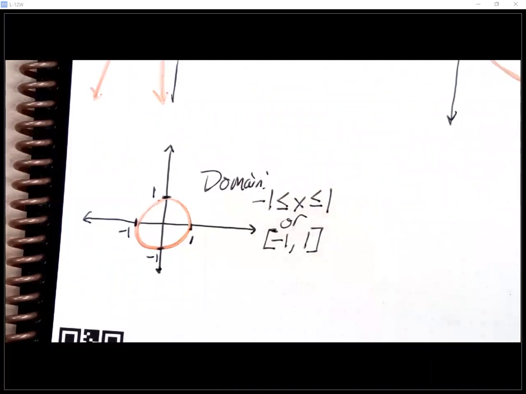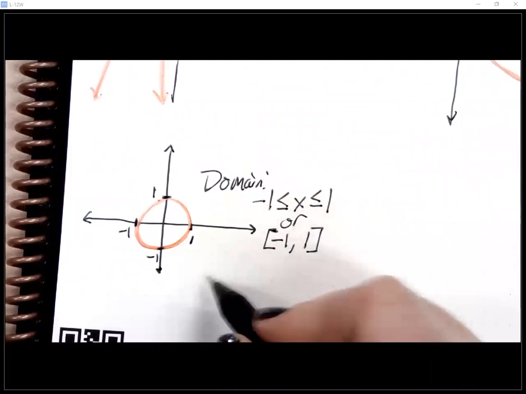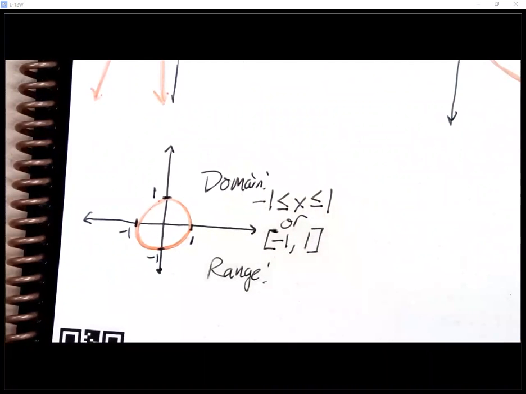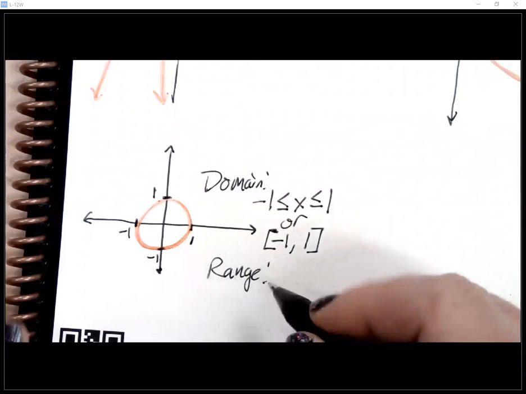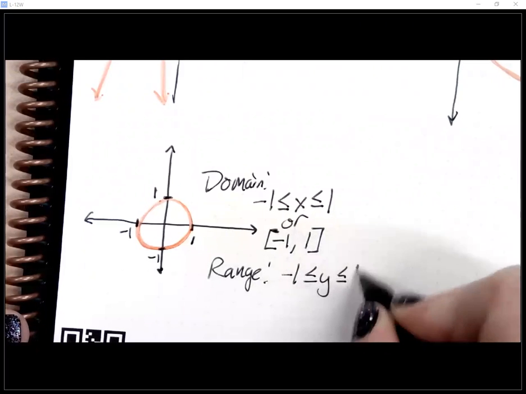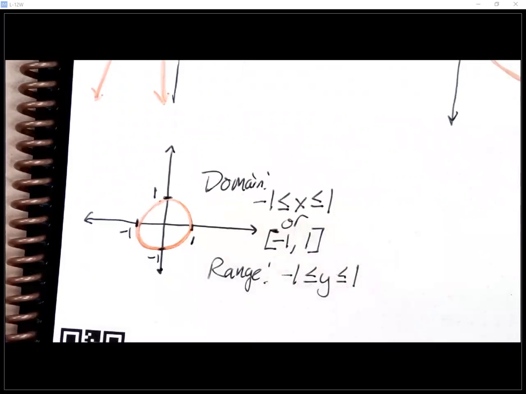But anyway, so domain, there it is. What's your range going to be? Range. What are the y values I'm covering? Anybody have a guess? Sam, go ahead. -1 is less than or equal to y, less than or equal to 1. Exactly. My y's are going to be also in between that -1 to +1.